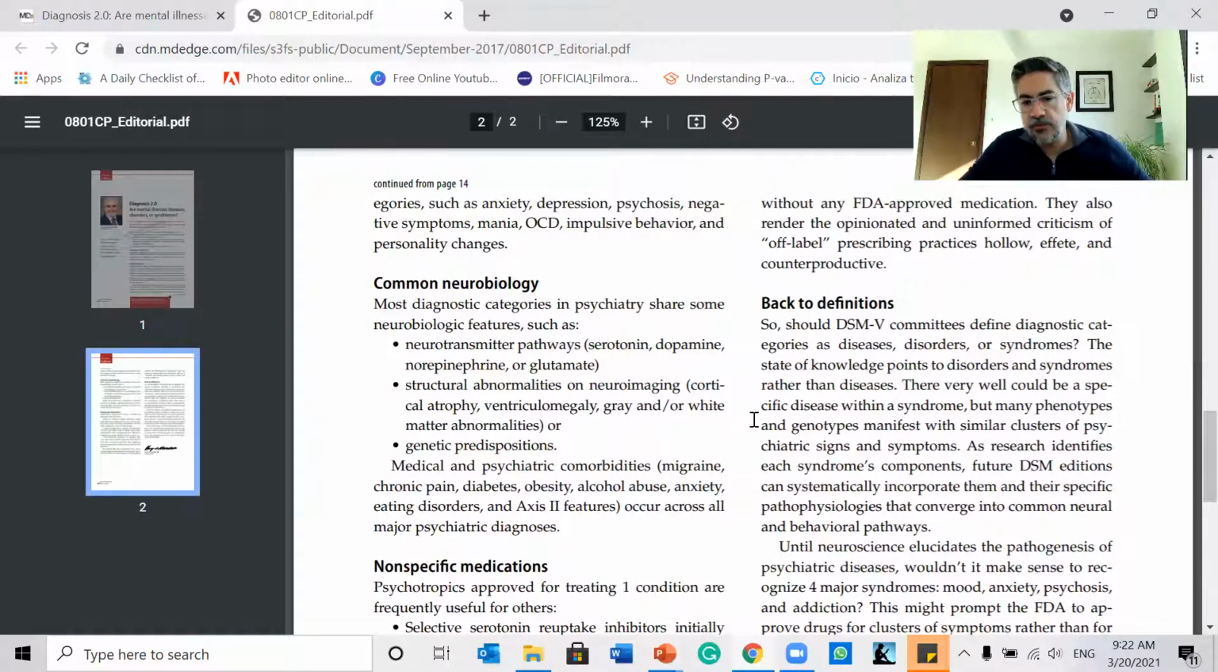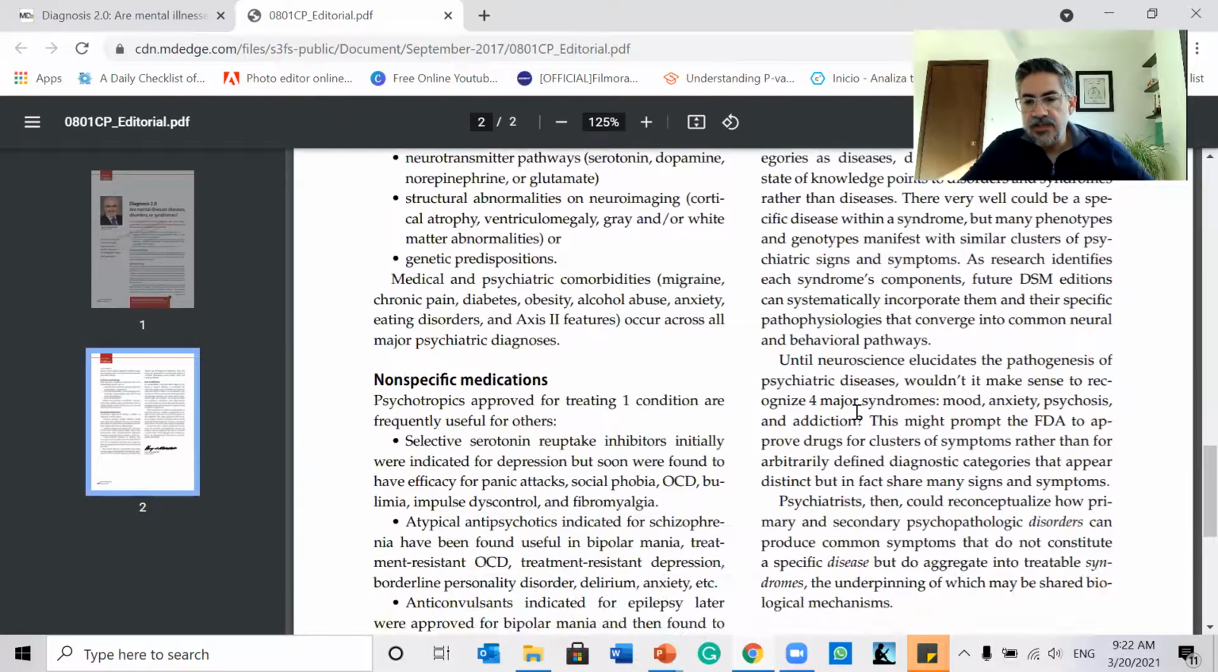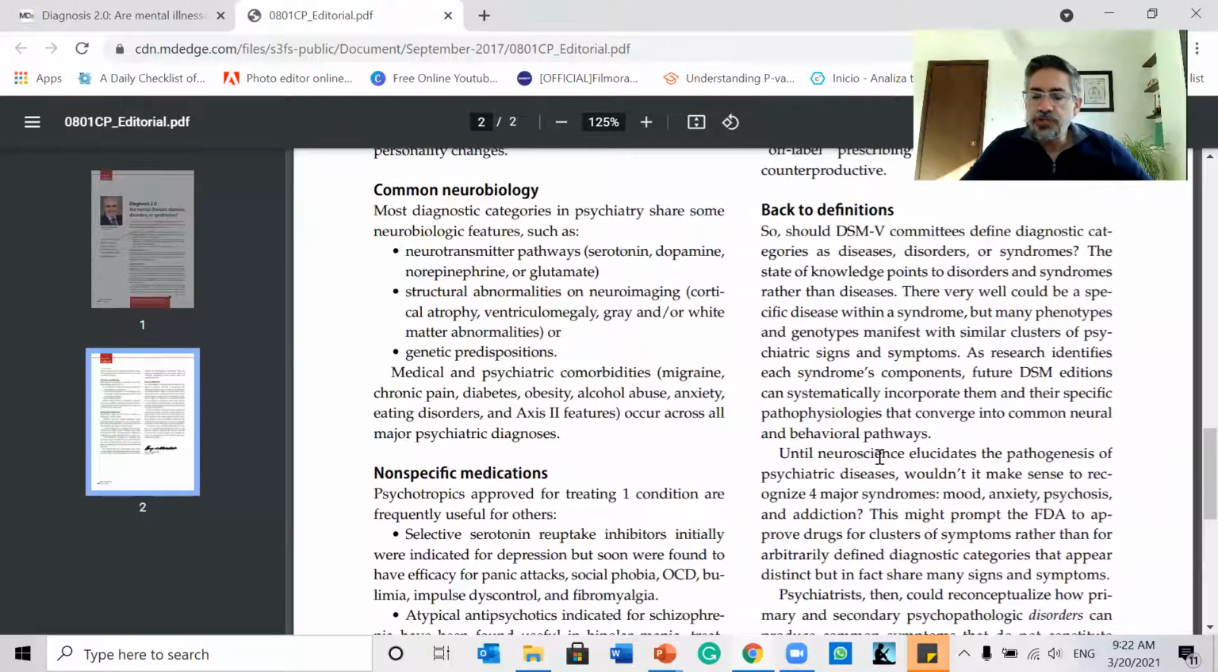Now, when you read this, you will see also that this doctor is suggesting something interesting. He's suggesting that the DSM-5 should change the way that it's understanding mental disorders, the classification of mental disorders, and that we should have 4 major syndromes, okay? And those major syndromes will include disorders inside of them. We're going to talk about how there's a lot of conversation nowadays around this, but they say 4 major syndromes: mood syndrome, anxiety syndromes, and psychosis and addiction syndromes.